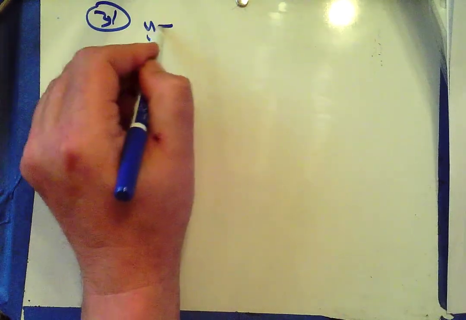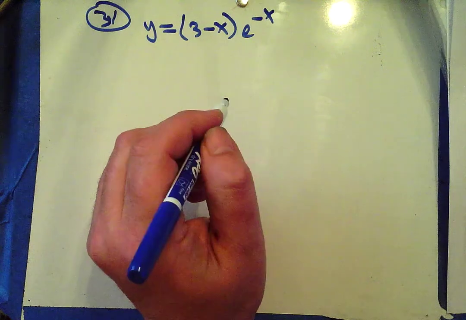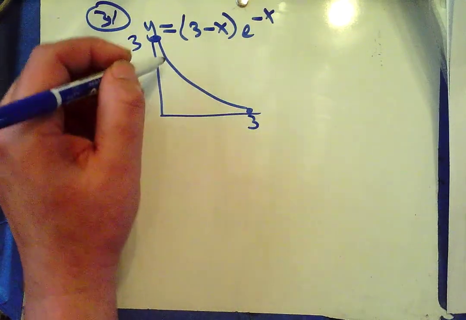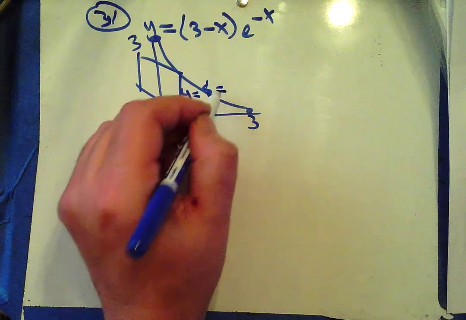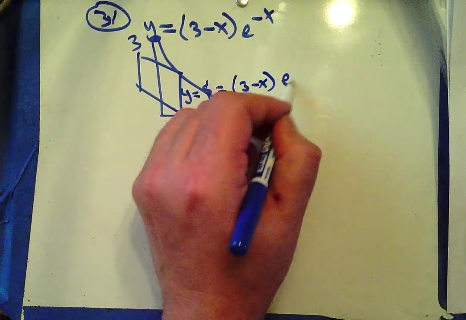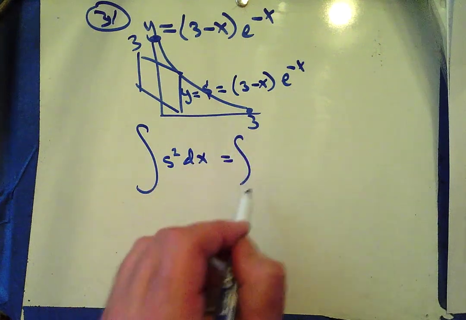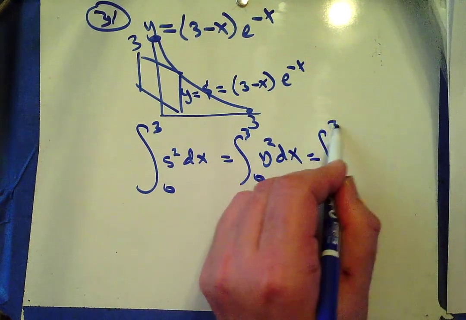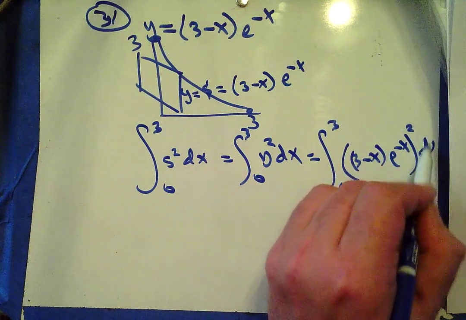The base of the solid in the first quadrant is bounded by the curve y equals (3 minus x) e to the negative x. Cross sections perpendicular to the x-axis are squares. What's the volume of the solid? Our side length is y, which is (3 minus x) e to the negative x. We want to integrate area, which is side squared, so the integral from 0 to 3 of y squared, that's (3 minus x) e to the negative x, squared, dx. Don't forget to square that.